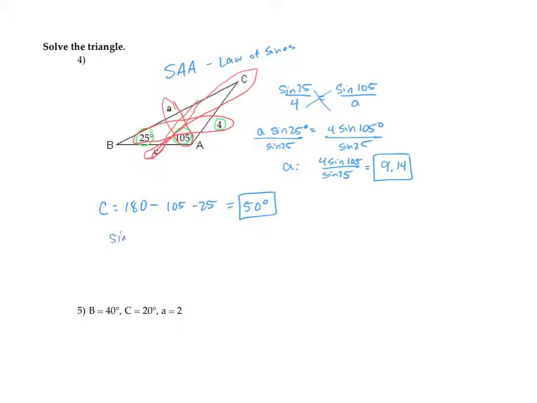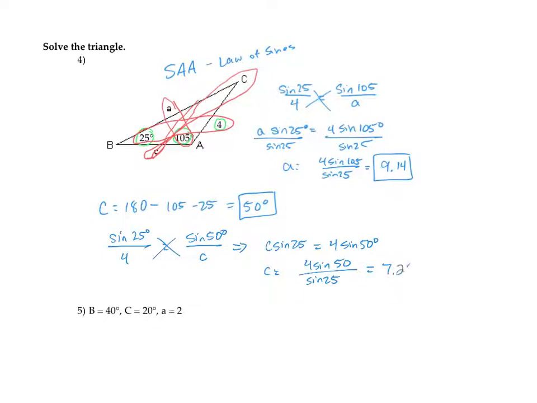So sine of 25 degrees over 4 is sine of 50 degrees over the unknown c. Again, cross multiply. c sine 25 equals 4 sine 50. So c is 4 sine 50 over sine of 25. And from my calculator, I see that that gives me 7.25, and we've solved the triangle. We know little c, we know capital C, and we know little a.